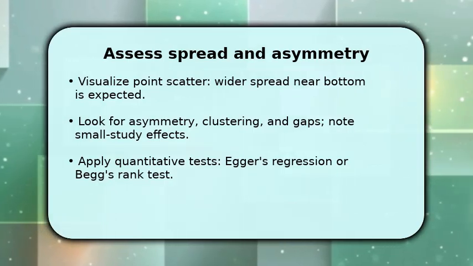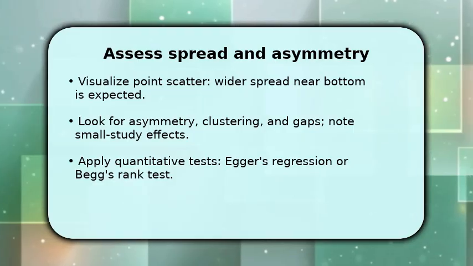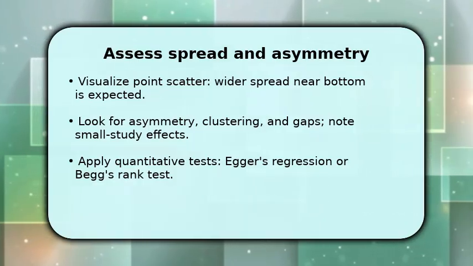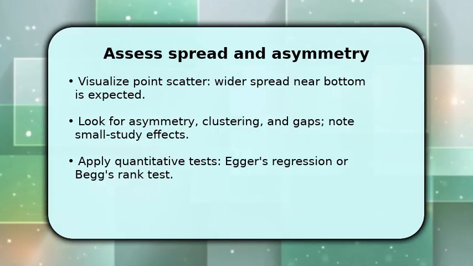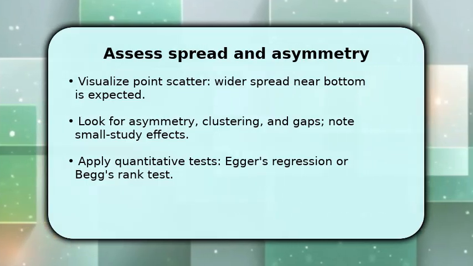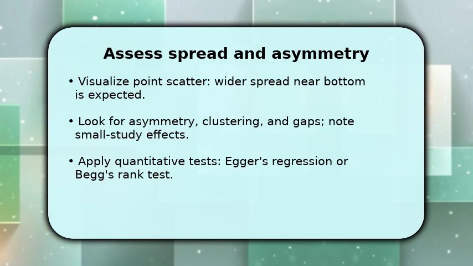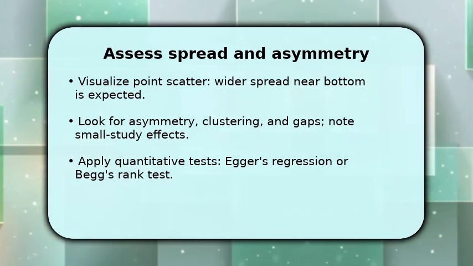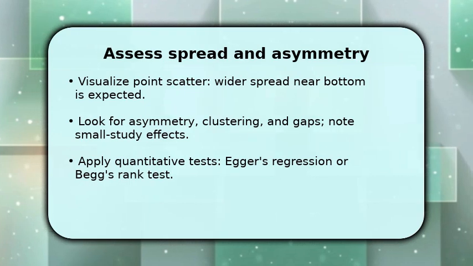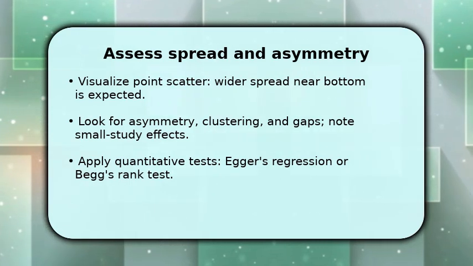Make sure to complement visual checks with quantitative tests such as Egger's regression or Begg's rank correlation to quantify asymmetry. Then run sensitivity checks like trim and fill and compare pooled estimates. This helps you separate random variation from systematic bias and clarifies the strength of evidence.